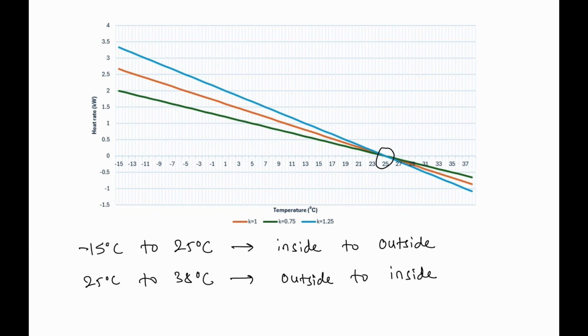Then if we see the value of thermal conductivities, from the graph we can conclude that if the thermal conductivity is more, then the heat rate or the heat transfer would be more. If thermal conductivity is less, then heat transfer will also be less. So these are the two conclusions we can draw from this chart.